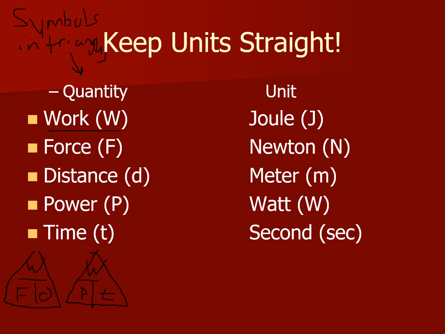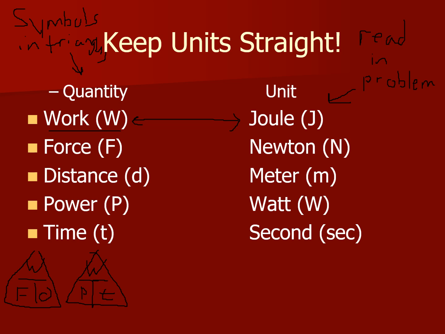But if I'm reading a problem and I see a number, and that number is followed by one of the units here, that would be these. So what do you mean by that? So if I see a problem and a problem says 30 joules, I know joules is the unit for work. So that means the 30 joules would go in for the W of the triangle.